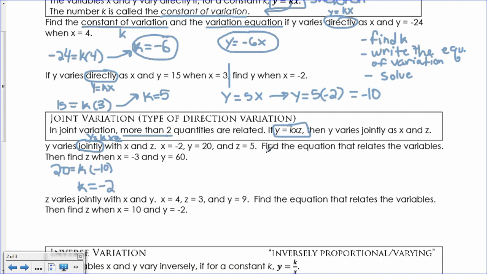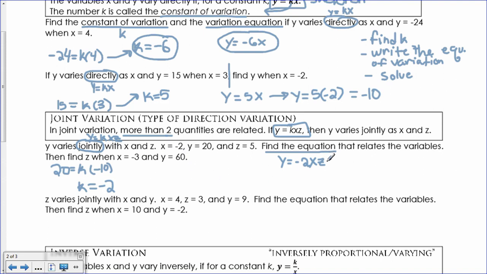It says find the equation that relates the variables. So that's that equation of variation we were talking about before. And so I would have y equals -2 times x times z. Again, whenever they ask for that equation, they want you to actually define it by plugging in the value of k that you had just found. Then ultimately, they want us to use this equation to find z when x is equal to -3 and y is equal to 60. So this is going to be really simple.